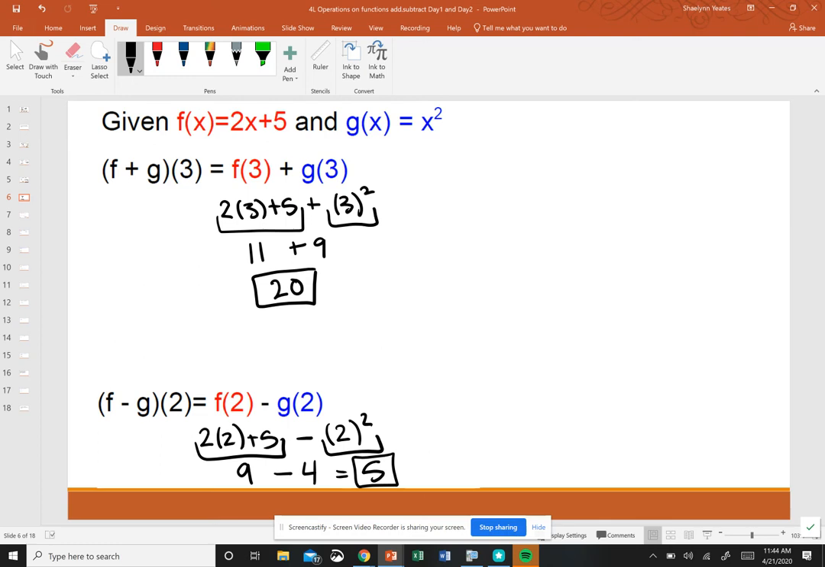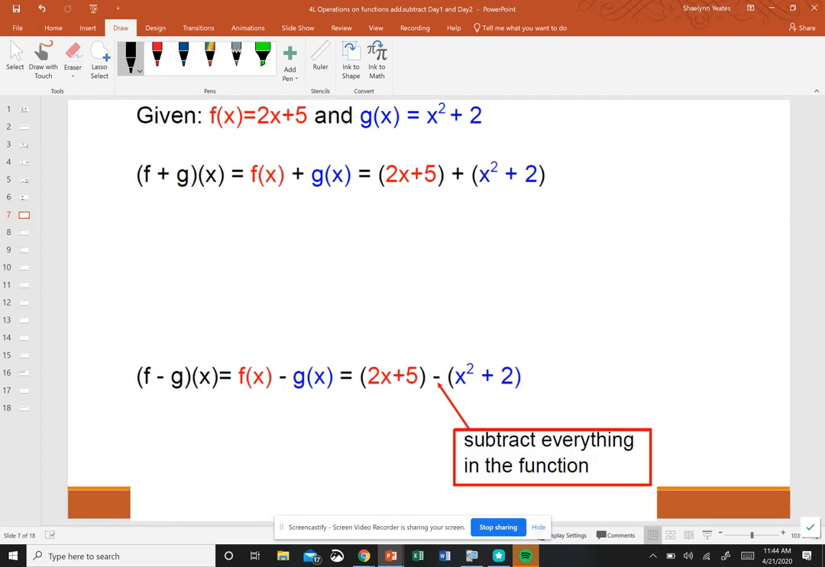All right. Let's keep going. Only 3 more slides. We got this. Okay. So given f of x equals 2x plus 5 and g of x equals x squared plus 2. So we changed our formulas again. We're now going to find what f plus g of x is. Notice this time this is not a number. It's just a variable.